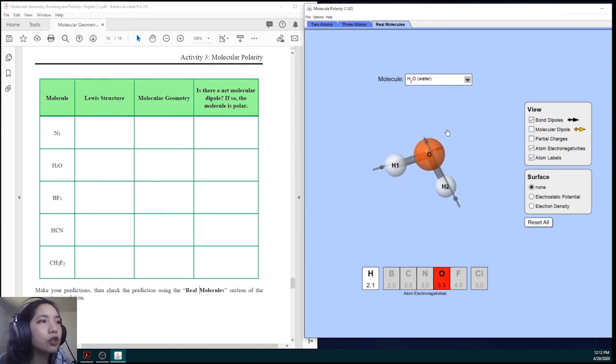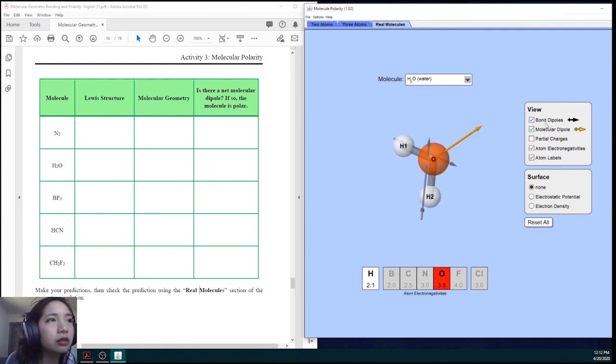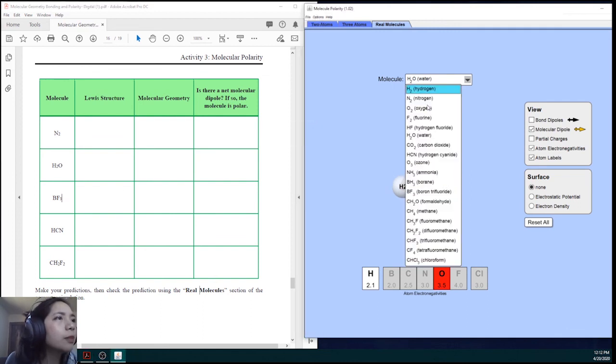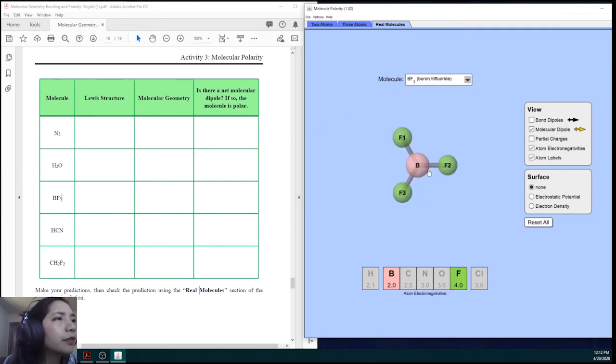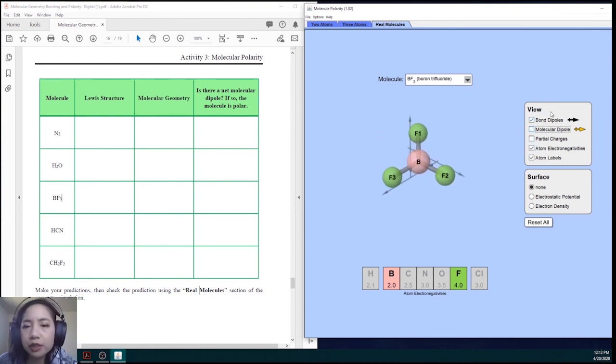All right, so here are the two bond dipoles for water, and then I can, oh my gosh, stop being weird. Turn on the molecular dipole, and so there is an overall yellow arrow there, so this molecule is polar. All right, BF3, all right, there's BF3. Here are the bond dipoles, and then here is the molecular dipole. There is none. They cancel.